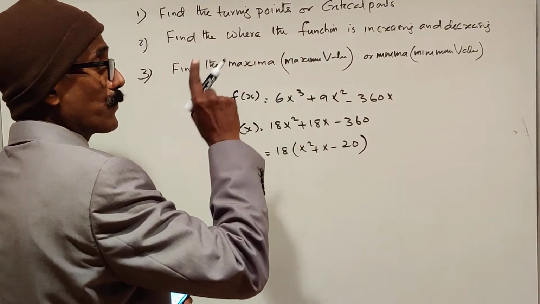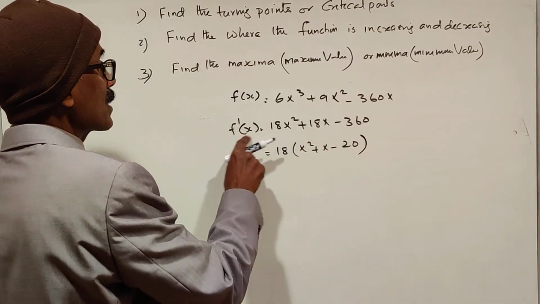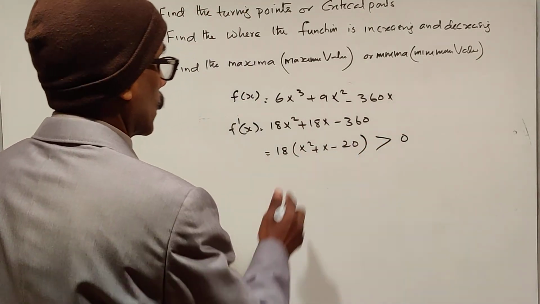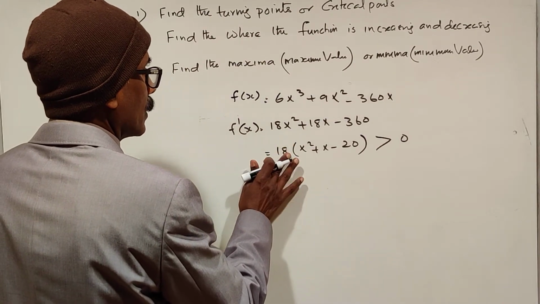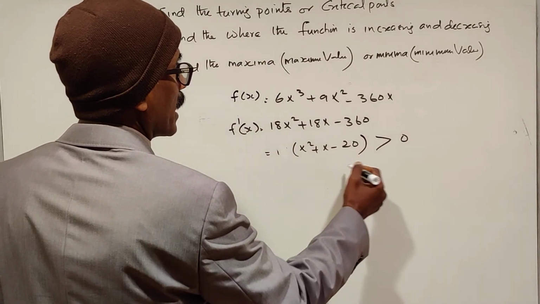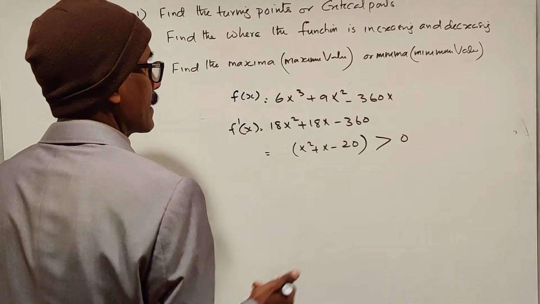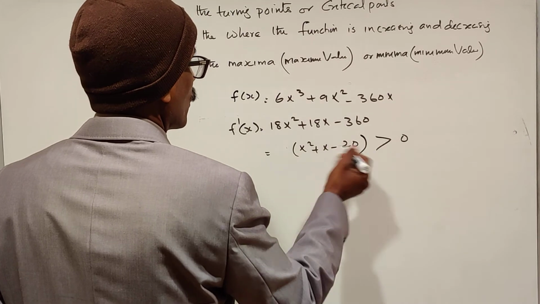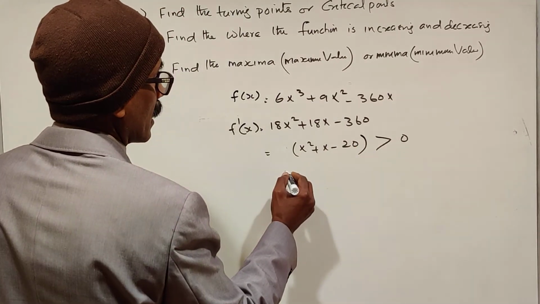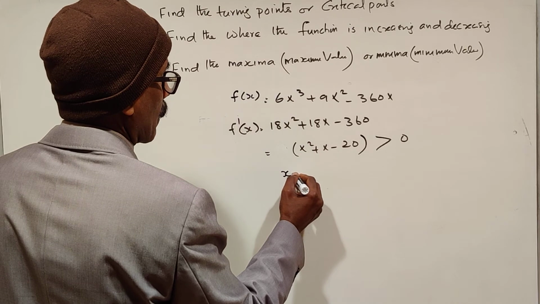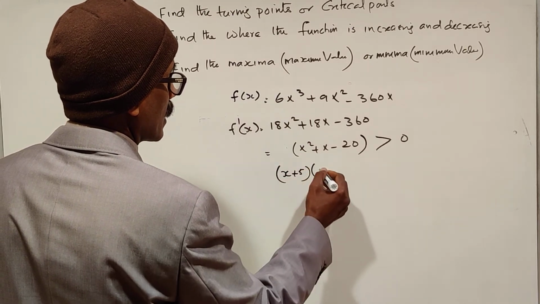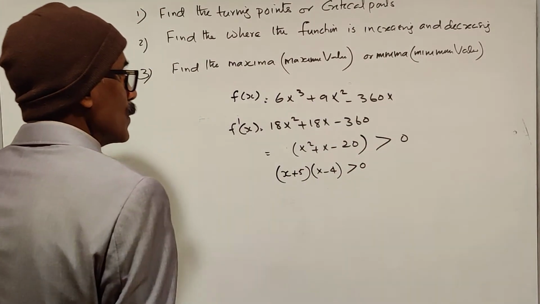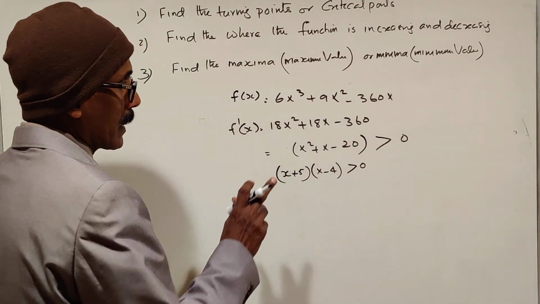For an increasing function, the first derivative is greater than 0. Alright? So now, when you divide 18 on both sides, 18 cancels, right? x square plus x minus 20 is greater than 0. So, you need to factorize this. What is that? (x plus 5) times (x minus 4). We already did that, okay? Greater than 0. So, this is important.